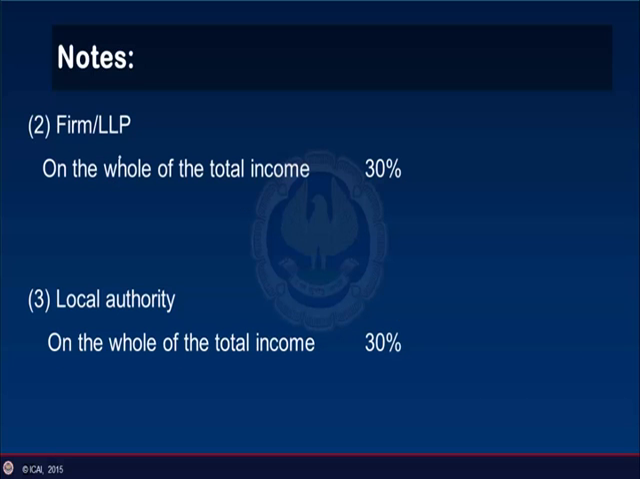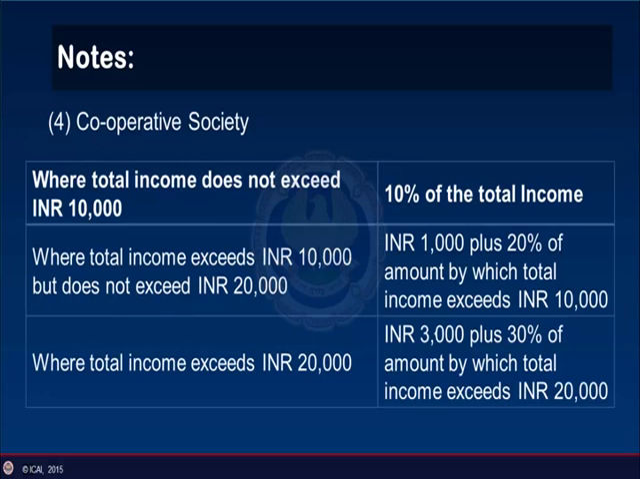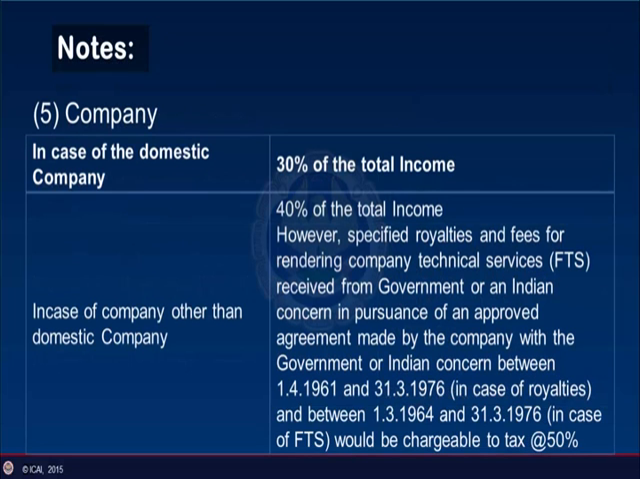For the firm and LLP, limited liability partnership, the tax would be 30%. Local authorities also, it will be 30% flat. Cooperative societies would be this slab. Less than 10,000, 10%. Between 10,000 to 20,000, 1,000 plus 20% of the amount exceeding 10,000. And in case it exceeds 20,000, then 3,000 plus 30% of the amount exceeding 20,000. For the company, domestic company, it's 30%. For a company other than a domestic company, it's 40%. And in certain cases, as given here, the tax rate is 50%.